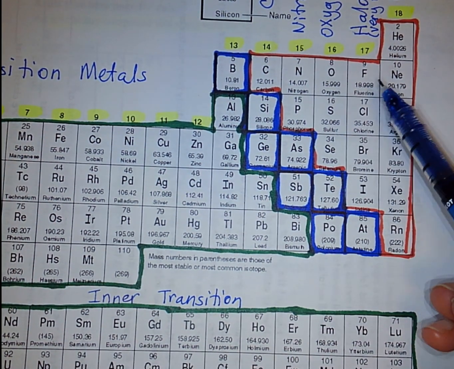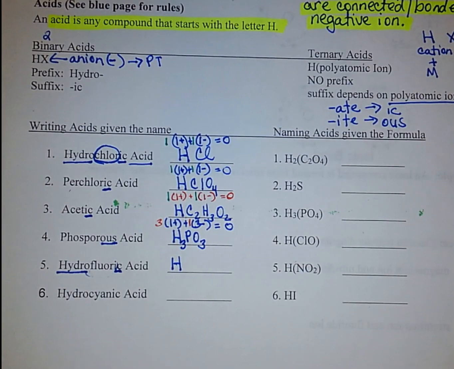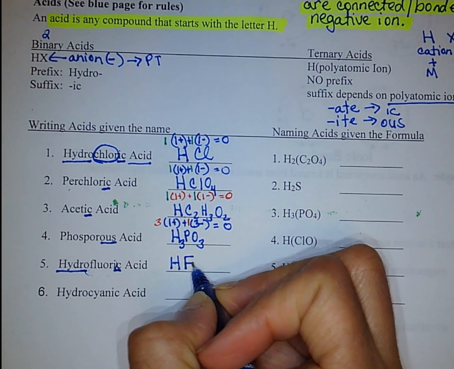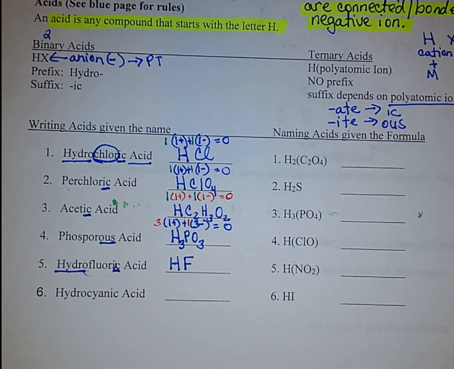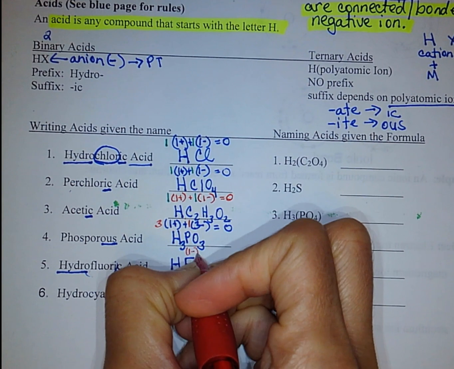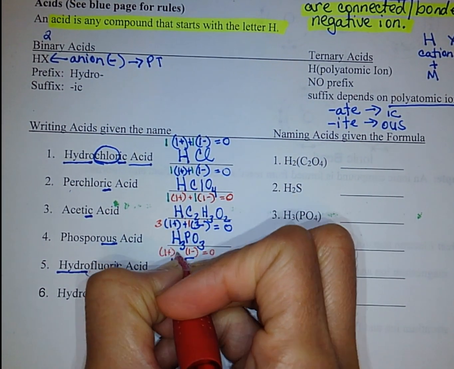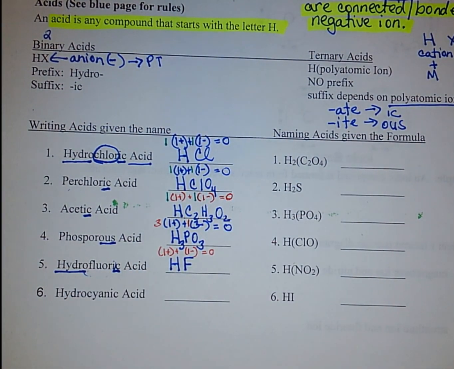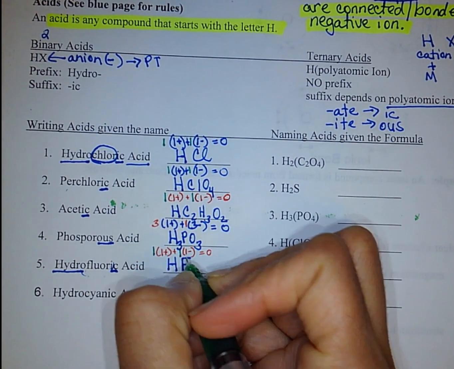So fluoric sounds a lot like fluorine. So we are going to actually write the symbol F right here. So keep in mind that fluorine has a -1 charge. It's always equal to 0. Hydrogen has a +1 charge. And when you add it up, you have one atom of each one. Okay.